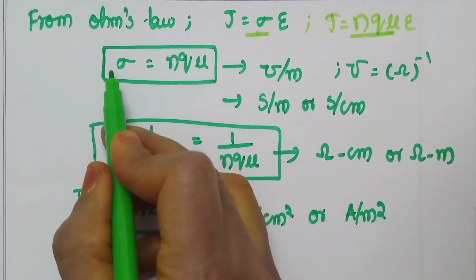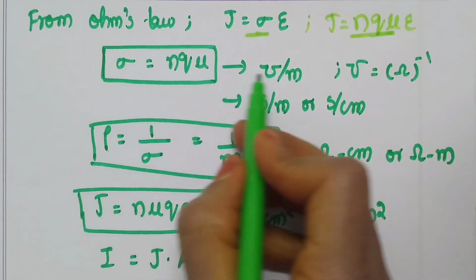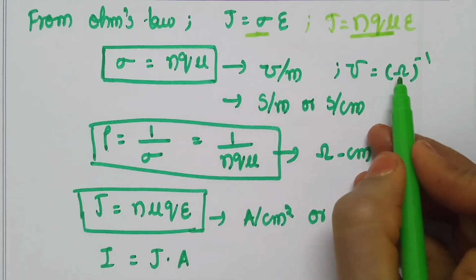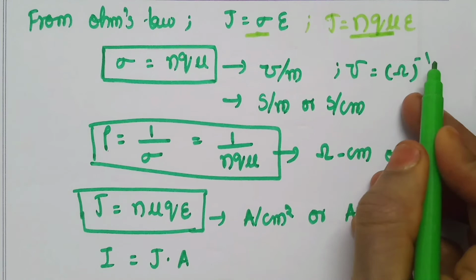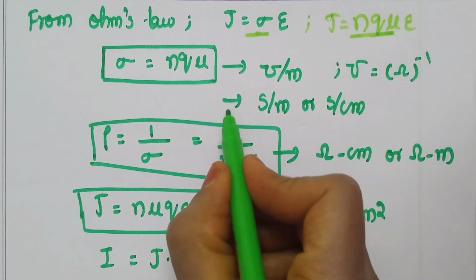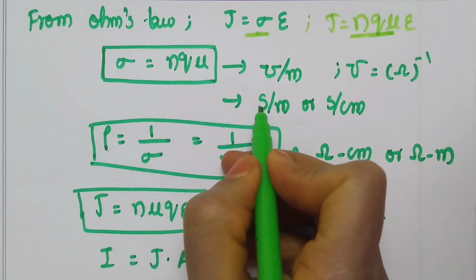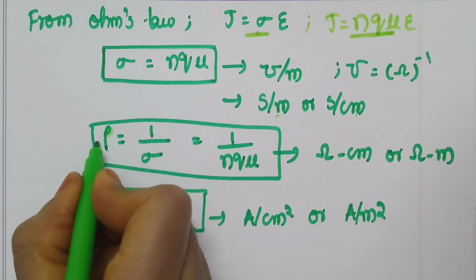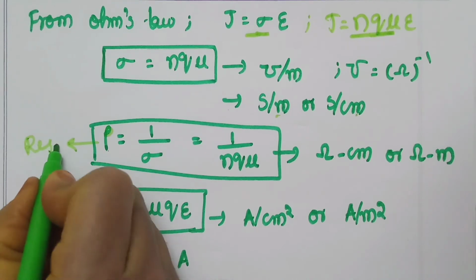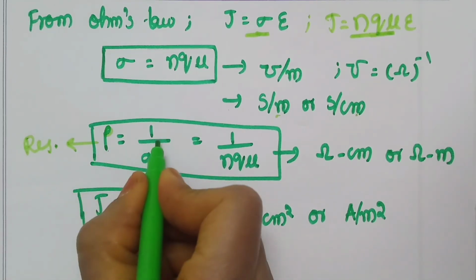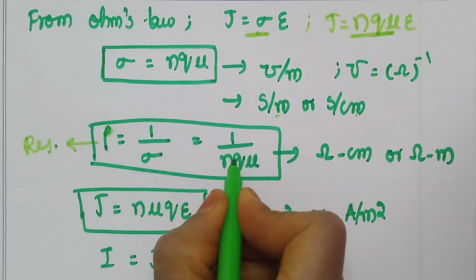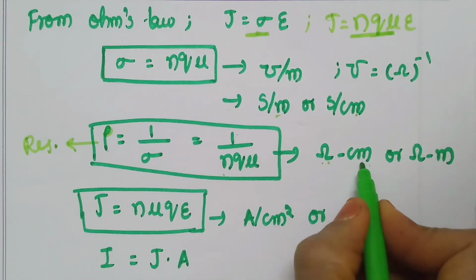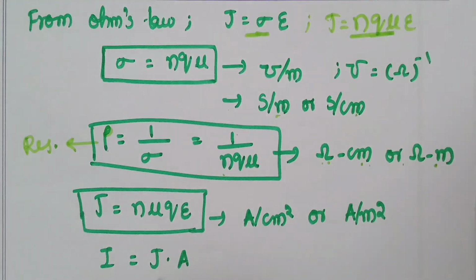This is the conductivity of the material, and its units are mhos per meter. Mho means ohm inverse. This we already know; this is a basic concept. The units of conductivity are also expressed in Siemens per meter or Siemens per centimeter. And the resistivity, which is the inverse of the conductivity, is equal to 1 by sigma, that is 1 by nq mu, whose units are ohm centimeter or ohm meter.